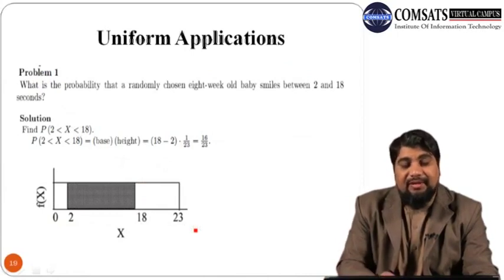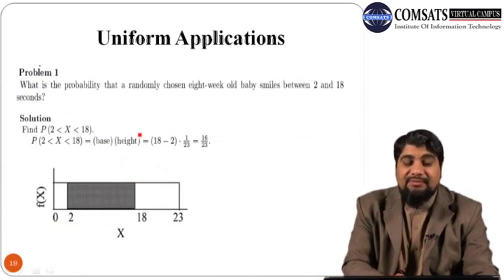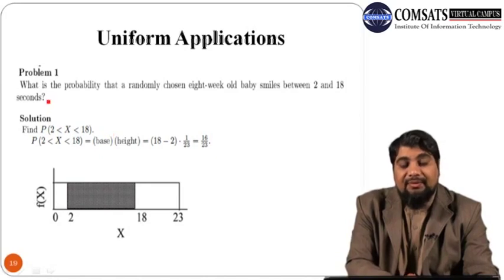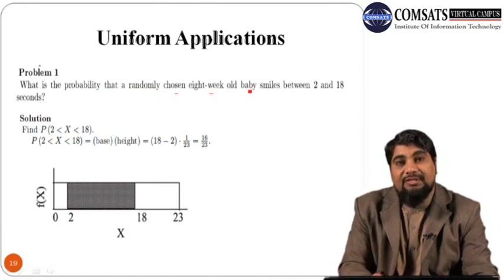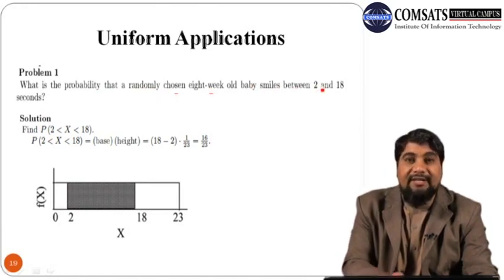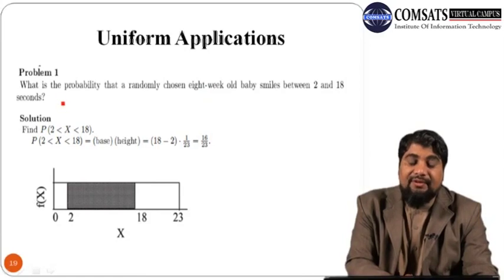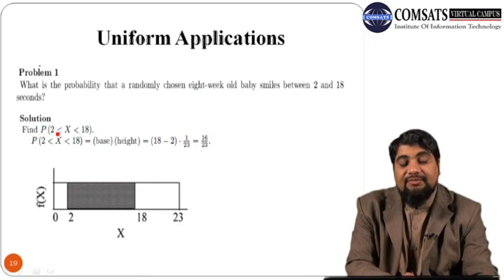So now let us discuss a few problems. What is the probability that a uniformly chosen 8-week-old baby smiles between 2 and 18 seconds? So it means we need to calculate the probability that 2 is less than X is less than 18.